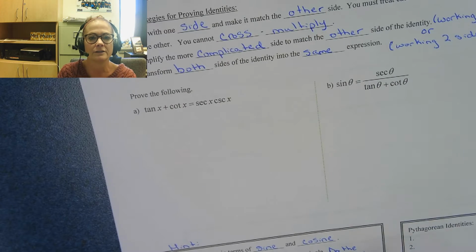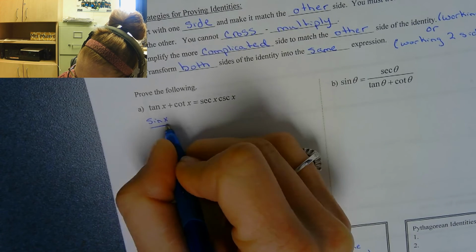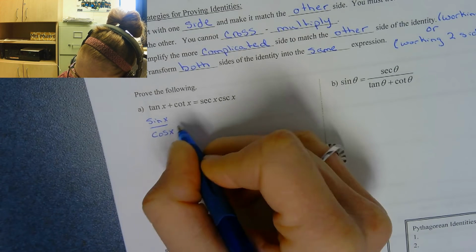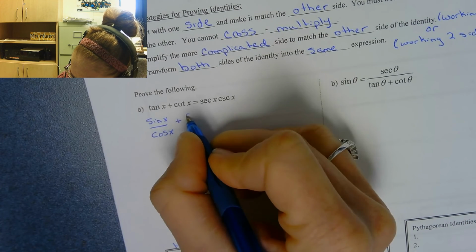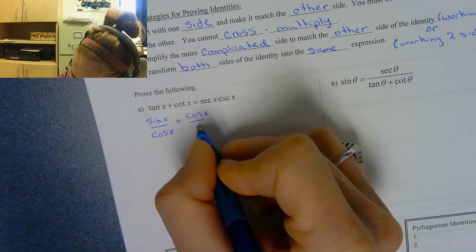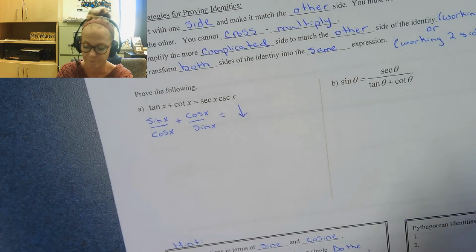So my first, I'm just going to go for it. I'm going to choose the left side. It's more complicated because it's two terms. Those would count as more complicated. I'm going to write everything in terms of sine and cosine. So I've got sine over cosine is tangent, and then cotangent is cosine over sine. And I'm going to leave this side alone. And we just do a down arrow.